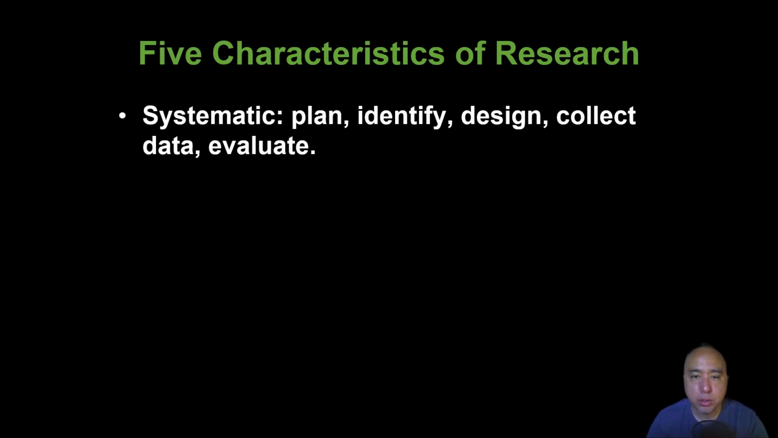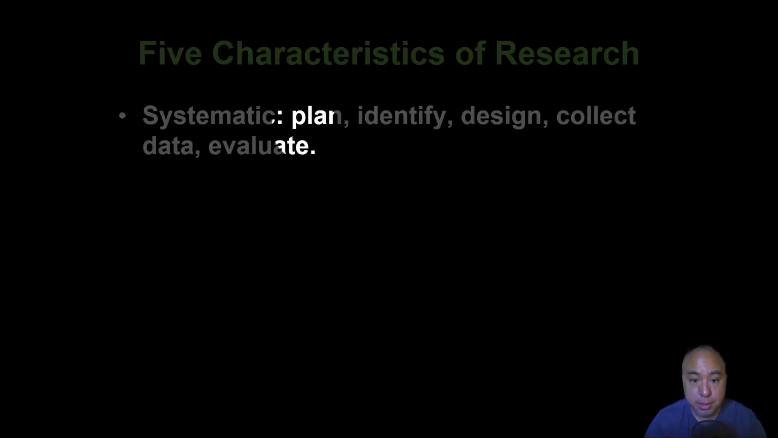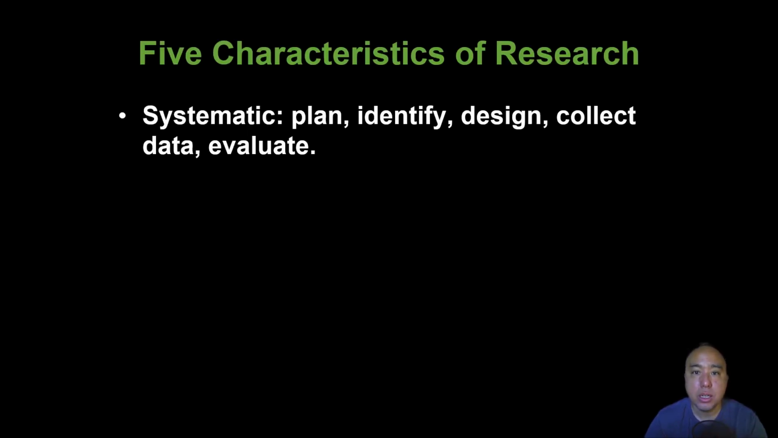So what are the 5 characteristics of research? Scientific research has to be systematic. Got to be able to plan, identify, design, collect data, and evaluate. And if you're in my research methods course, what we're going to be doing is we're going to be doing the first thing. We're going to be planning and identifying and designing a research study, and then propose that research study that ultimately you are going to perform for your thesis or capstone.